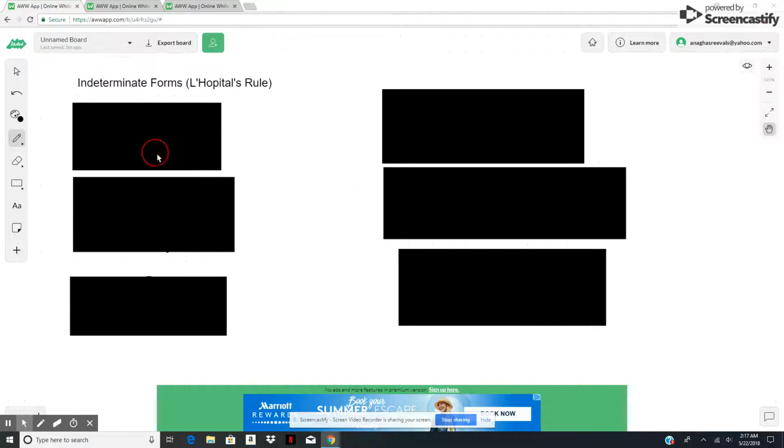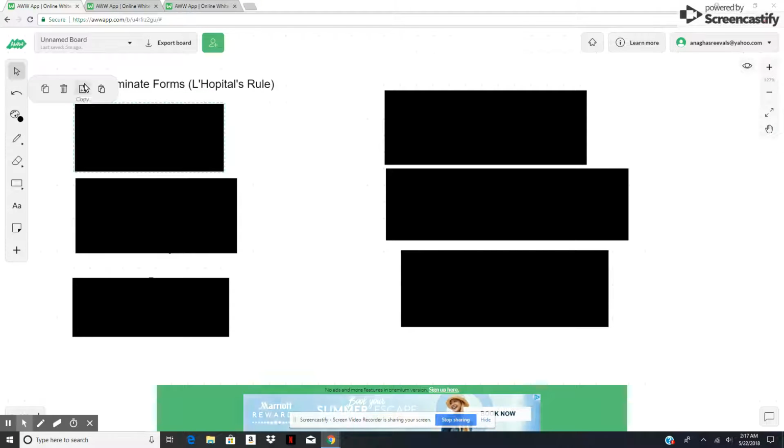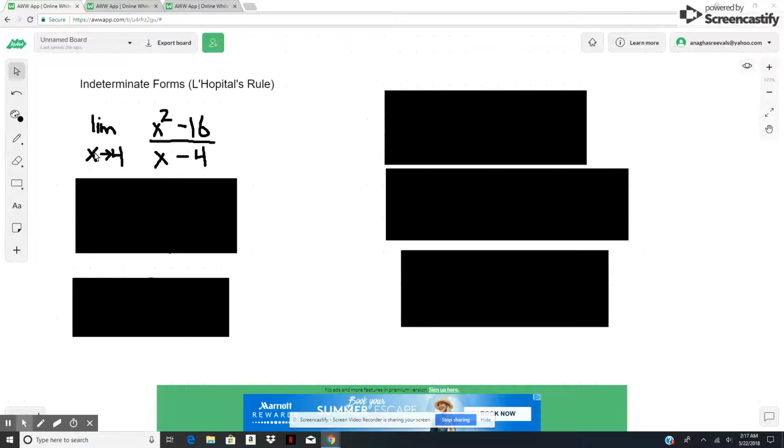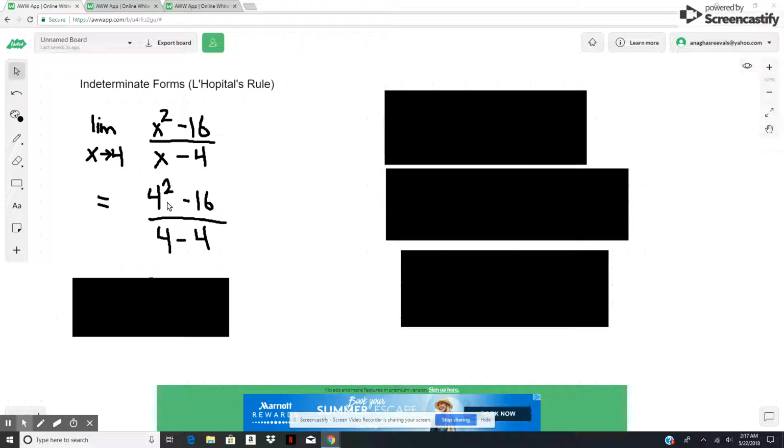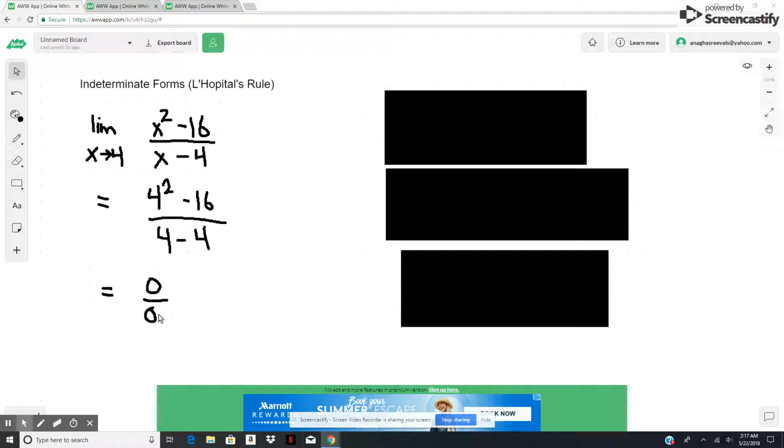So for instance, let's say we have the limit as x approaches 4 of the function x squared minus 16 over x minus 4. When you plug in 4, you get 4 squared minus 16 over 4 minus 4. Since 4 squared is 16, that's 16 minus 16, which is 0, over 4 minus 4, which ends up being 0 over 0. And this is an indeterminate form because there is no numerical value for this.